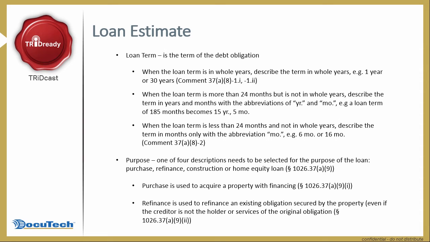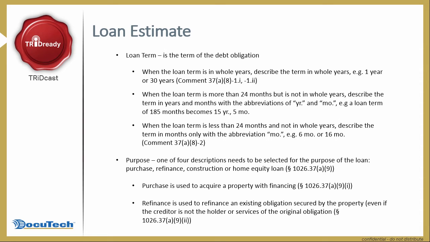Now, there could also be a circumstance where the term of the loan could be adjustable. So in those circumstances, you're going to disclose the term using a range of dates, but you're going to make sure that you disclose the maximum number of months.